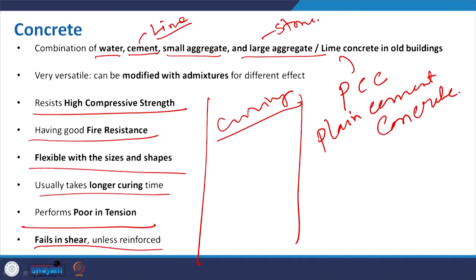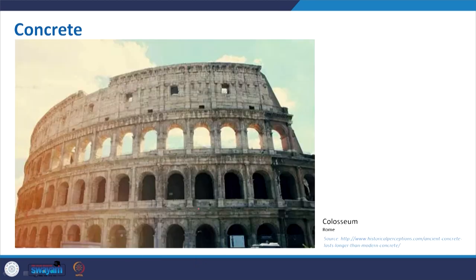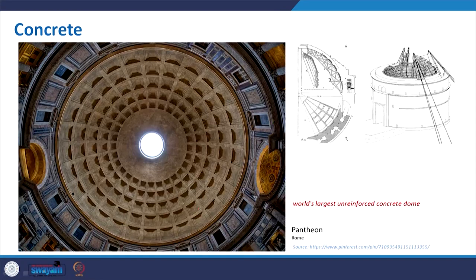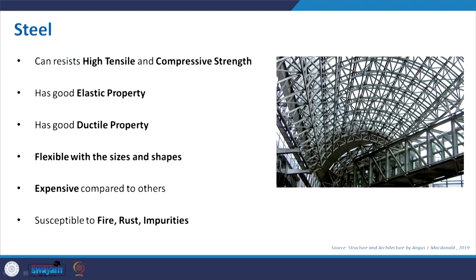And because it is poor in tension, it also fails in shear unless reinforced. So, we have one way out to improve it. This is one example from the Colosseum in Rome, where it was used in history. This is another great example from Rome, the Pantheon. The huge dome was constructed with a nice framework, and you can see how it was done, putting in concrete as material. But at that time cement was not available, so they made it.